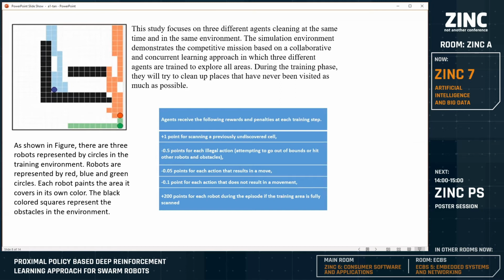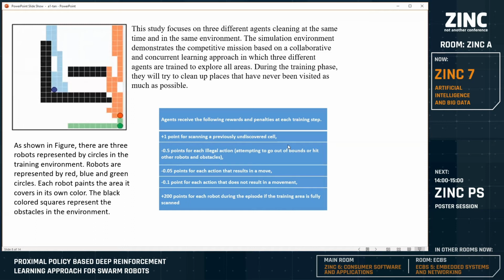The simulation environment demonstrates the competitive mission based on a collaborative and concurrent learning approach, in which three different agents are trained to explore all areas. During the training phase, they will try to clean up places that have never been visited as much as possible.